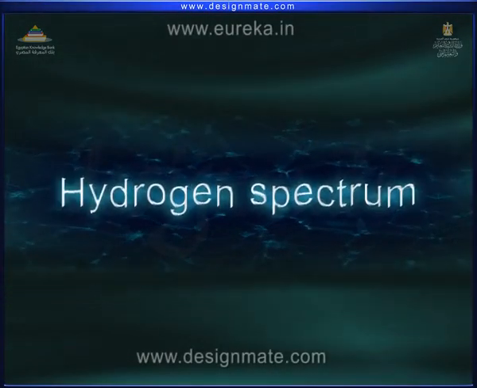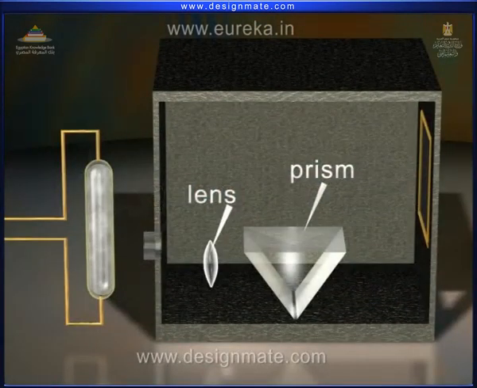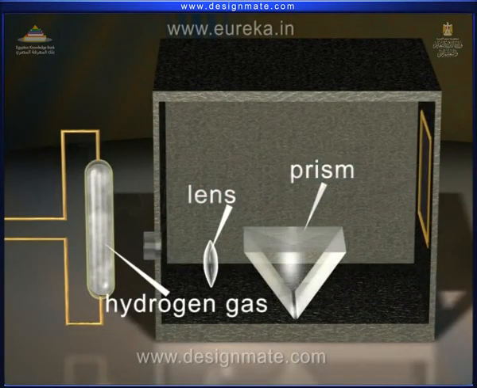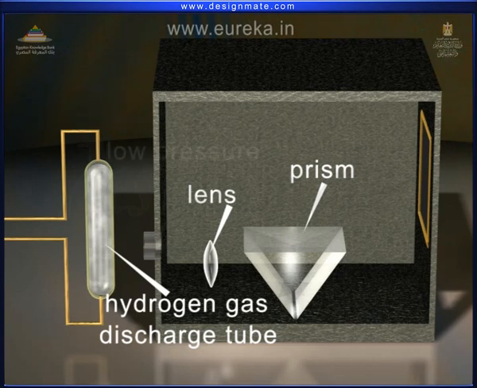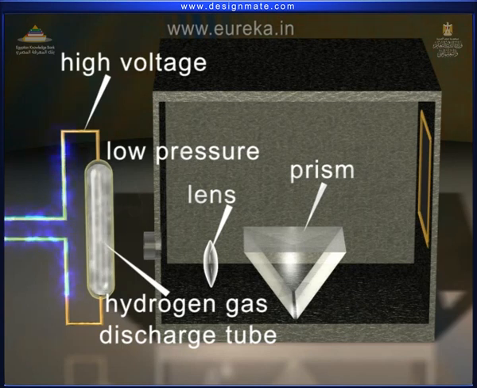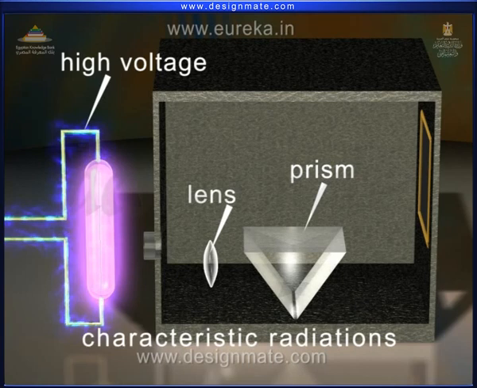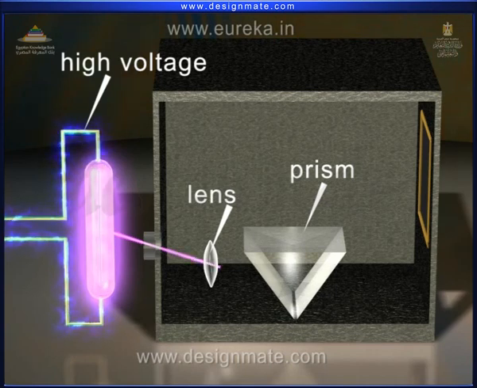Hydrogen spectrum. When hydrogen gas, filled in a discharge tube at low pressure, is subjected to high voltage, it emits characteristic radiations. These radiations appear magenta in color.